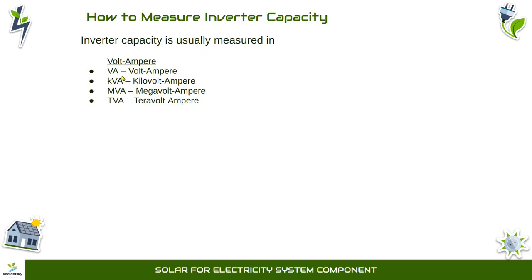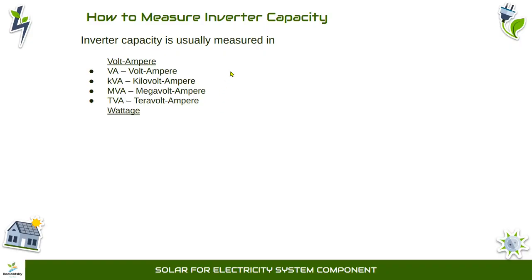The smallest size in this measurement is VA. You hear people say my inverter is 900 VA. When it gets to 1000, it starts counting in kVA. You hear people say my inverter is 1 kVA, 2 kVA, 3 kVA, 5 kVA, 10 kVA. When it gets to 1000 kVA, you start measuring MVA, megavolt ampere. You only find this measurement in bigger solar farming settings.